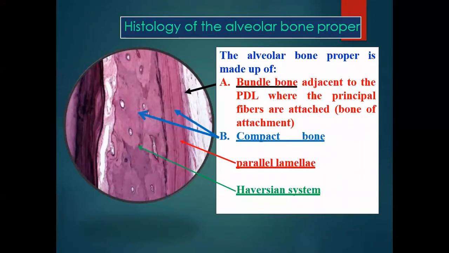Coming to the histology of the alveolar bone, the alveolar bone proper is made up of bundle bone. The bundle bone is the bone adjacent to the periodontal ligament where the principal fibers are attached. And then we have the compact bone, where we can see parallel lamellae and the Haversian system.